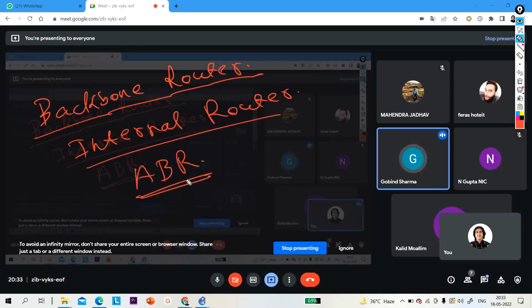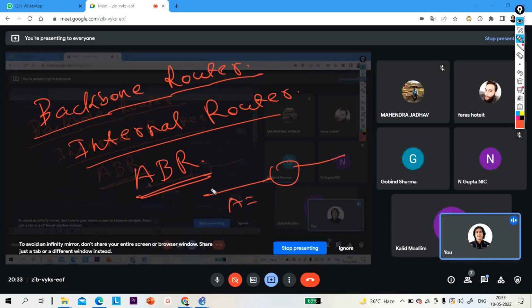What is an ABR? A router with at least one interface in the backbone area and others that can be in a regular area. Yes, one interface must be in area 0 and at least one interface must be in a regular area. So that router will become an ABR, and the ABR will generate LSA 3 to share all prefixes of this area in the other area.